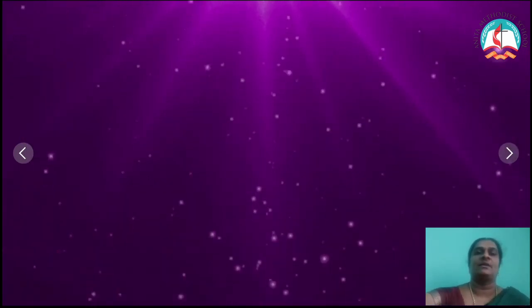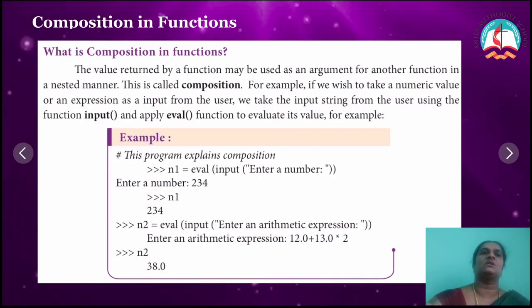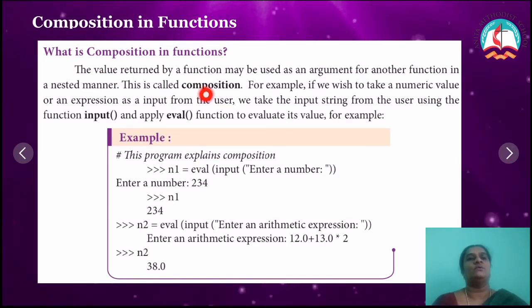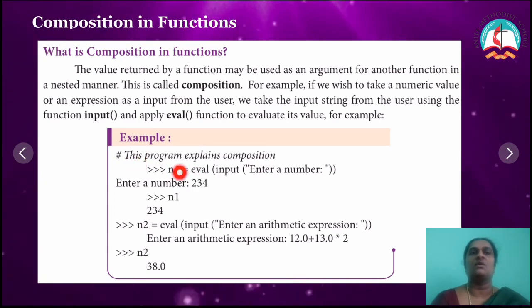Correct. Okay. So then we move into the next thing called as composition in function. So what is composition in function? The value returned by a function. For example, a function is returning a value. That value is used as an argument in another function. So that is called as what? Composition function. See an example here.